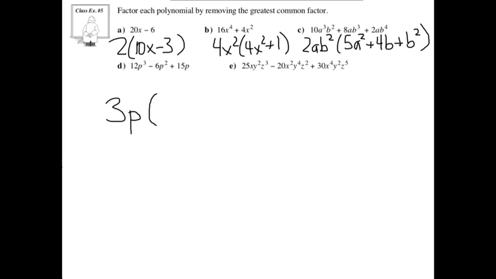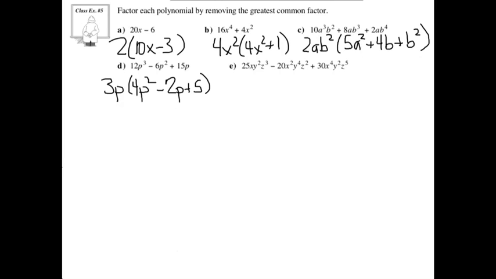So 12p cubed divided by 3p is going to be 4p squared. Then we've got negative 6p squared divided by 3p. That's going to be negative 2p. Then we have 15p divided by 3p. That's just going to be 5.